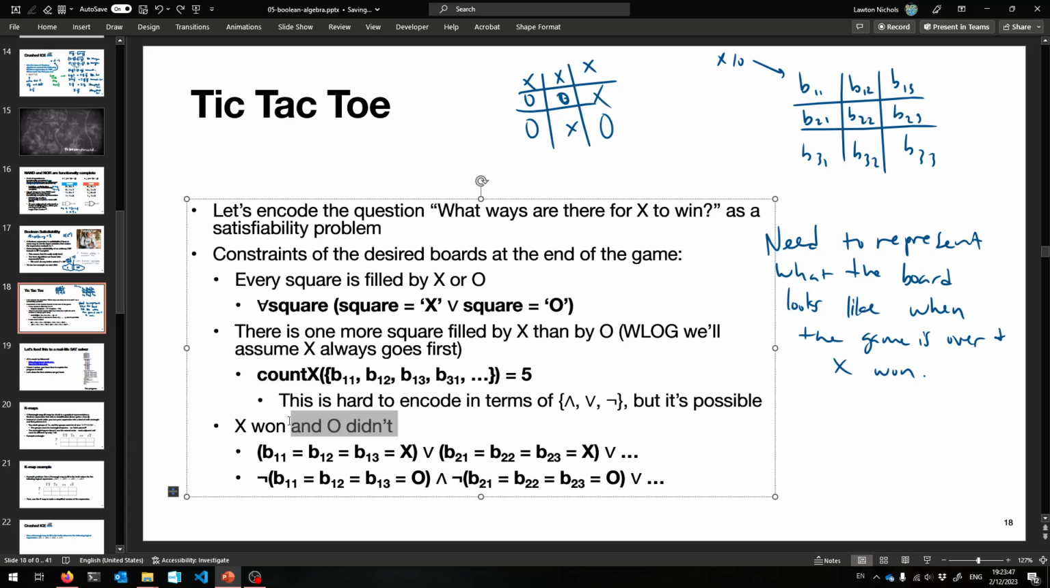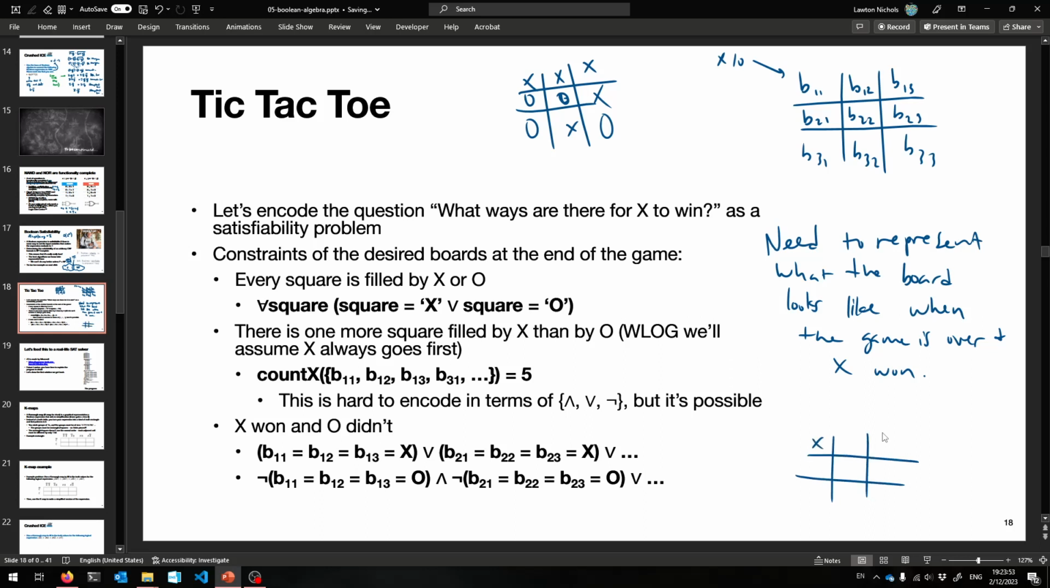And then we also want to represent the fact that X won and O didn't win, because we don't want the solver to spit out a game board that looks like this, where X also won in addition to O, right? That's a bit silly. That is not a valid game state where you have 2 winners. That won't work, so we need to make sure that that also doesn't happen.